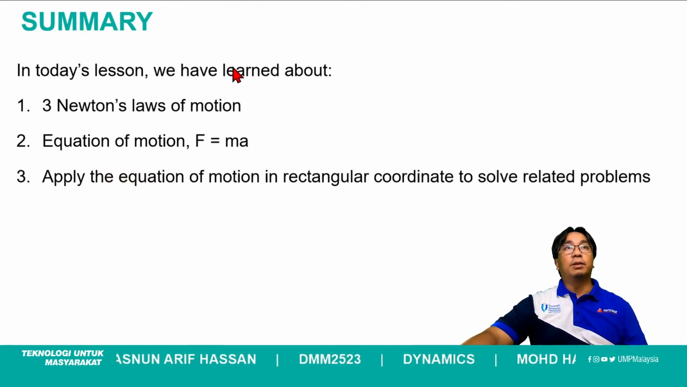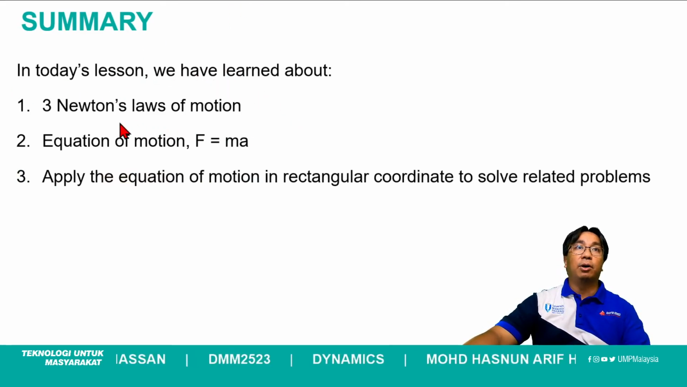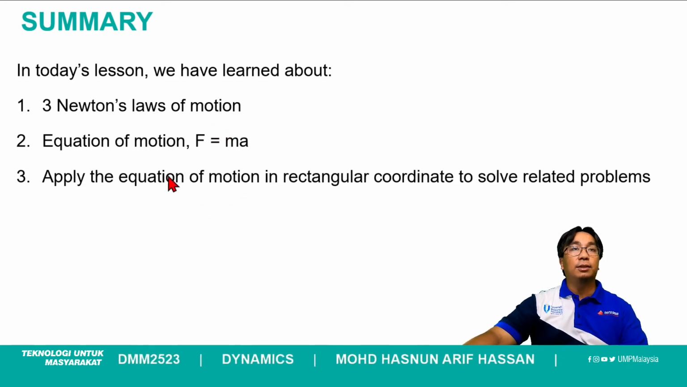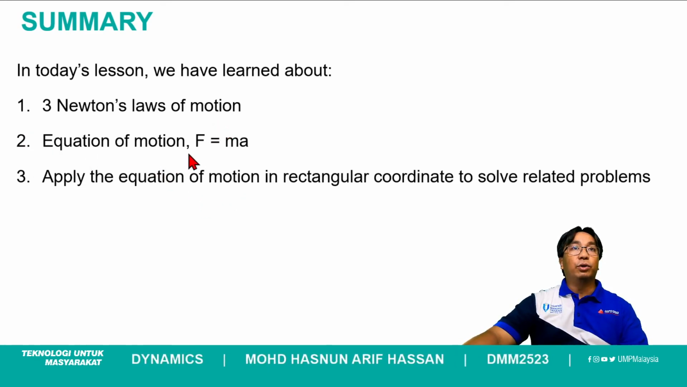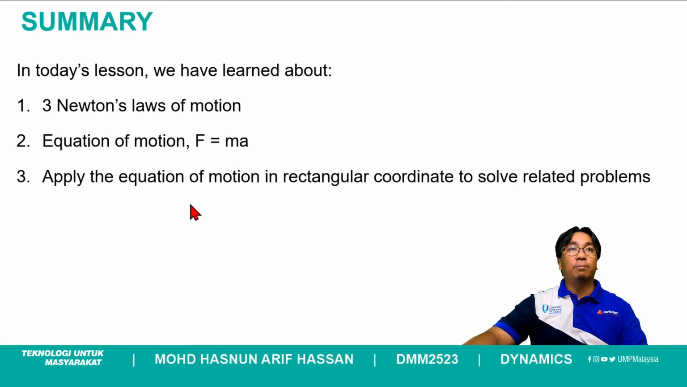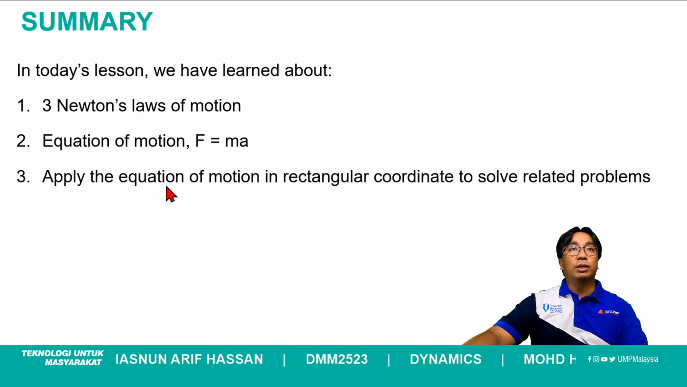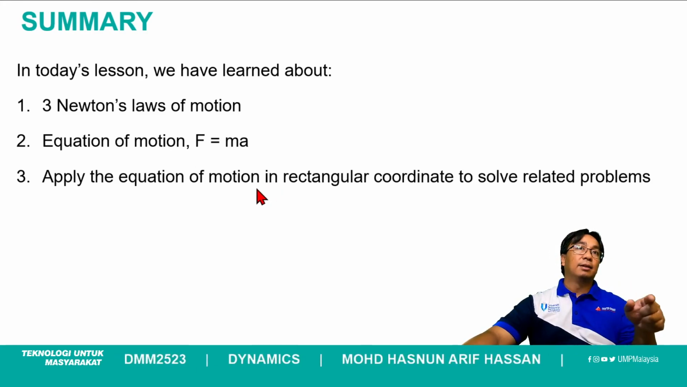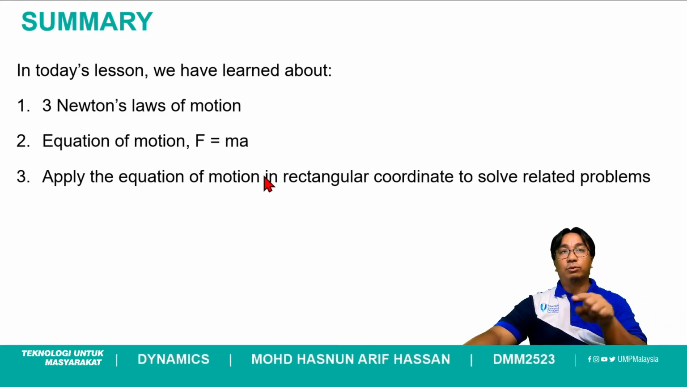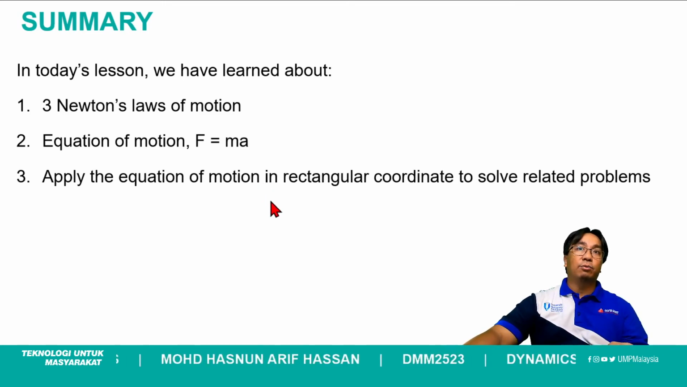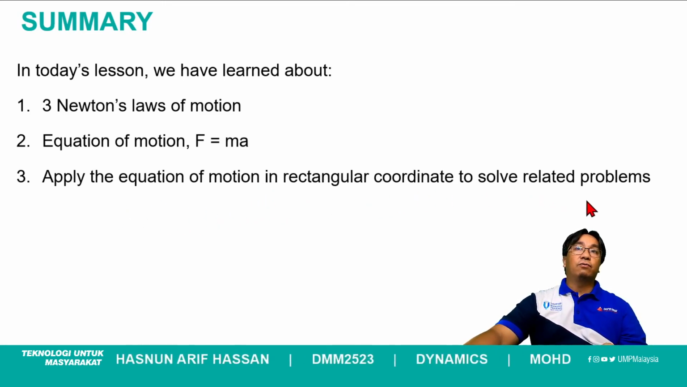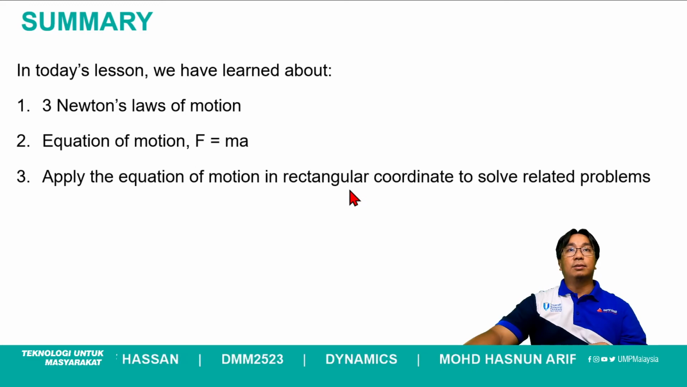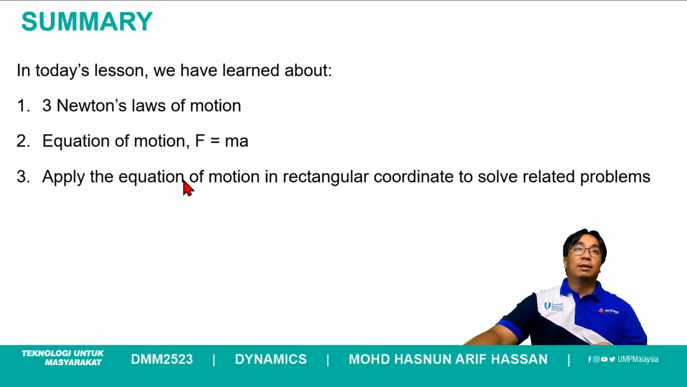So the summary for today's lesson, we have learned about the 3 Newton's laws of motion. We have learned about the equation of motion, F equals to ma, and we have learned how to apply the equation of motion in respective axis, Fx equals to max, Fy equals to may, to solve related problems. So this is what we have done today.